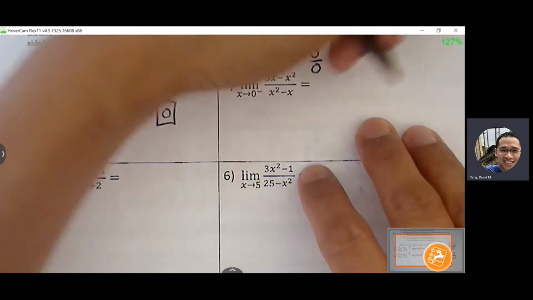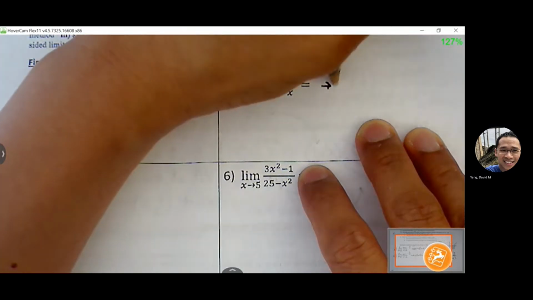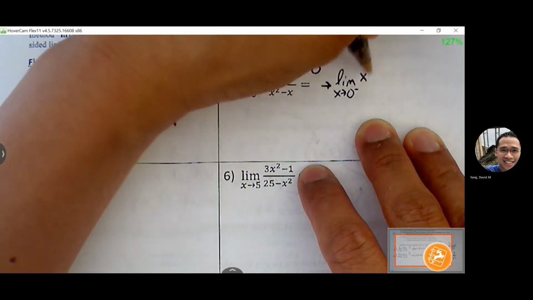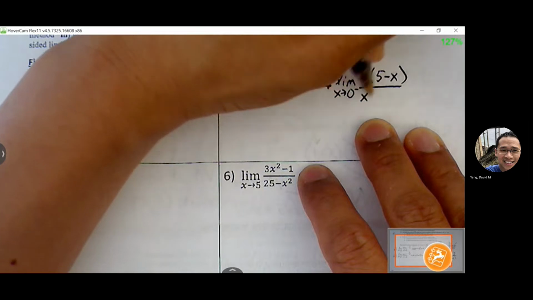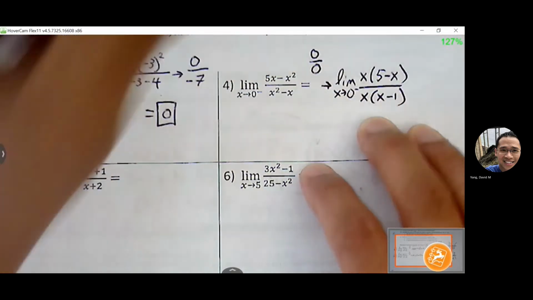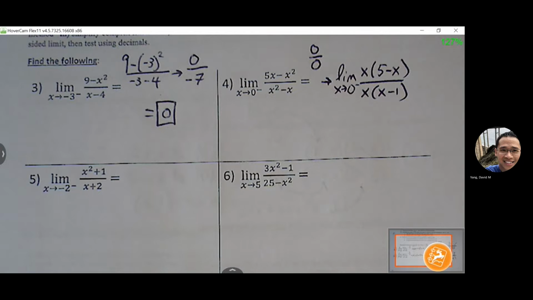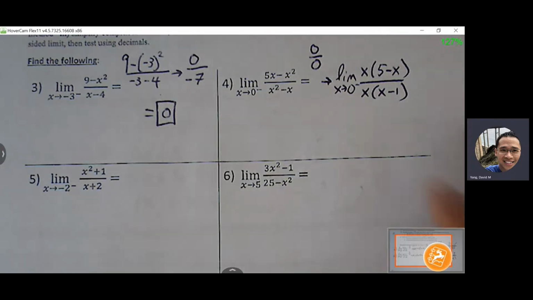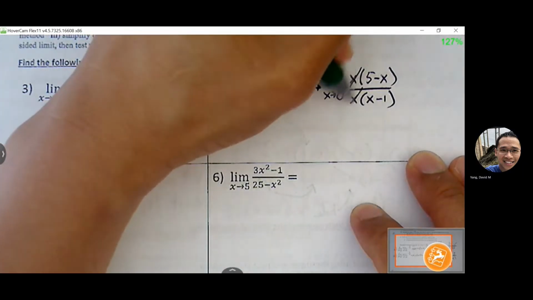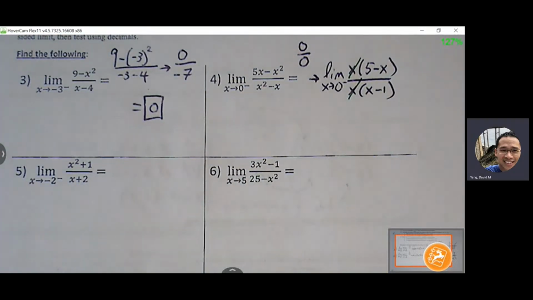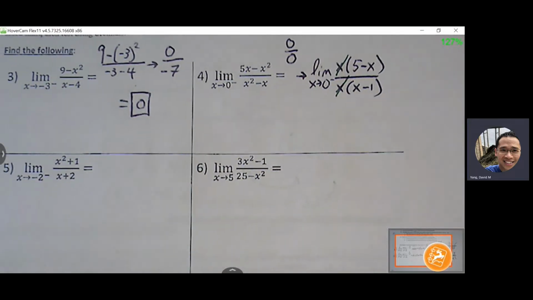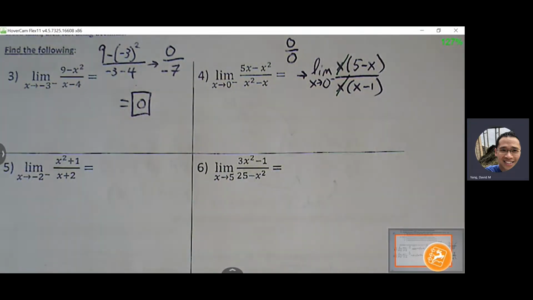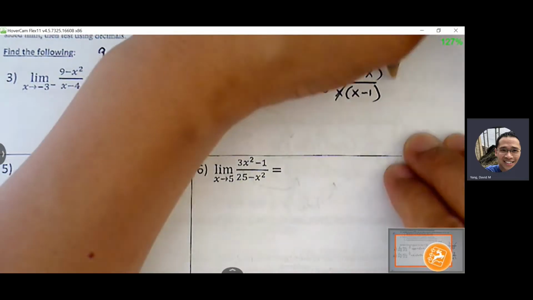Okay, so factor. Do you see common factors? The x's. So we should be able to get to a real number without the 0 over 0 showing up again. And what do we get? -5.